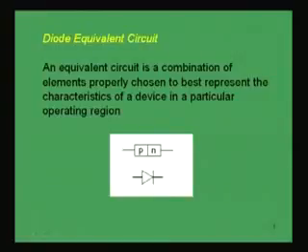Now, we have to form an equivalent circuit by a combination of electrical elements, but these components must be properly chosen in order to represent the characteristic shown by the diode, and that should also be in the operating region where we are going to apply the diode. So, how do we form the equivalent circuit model for a diode?